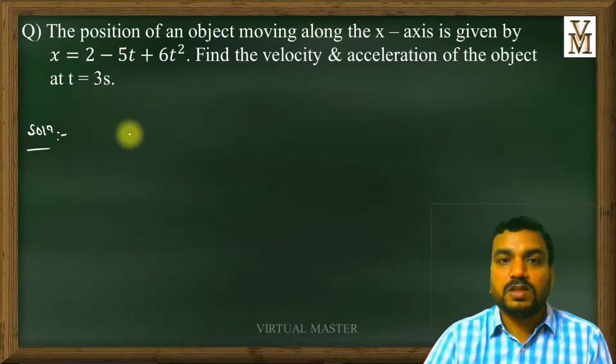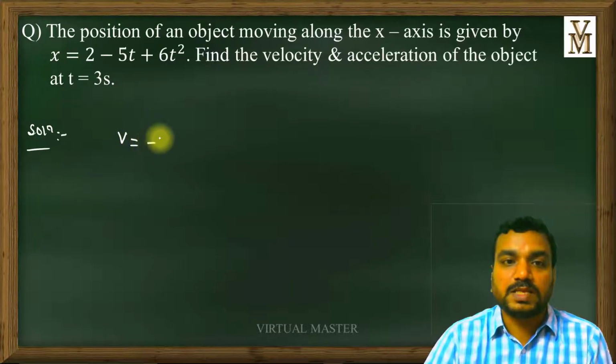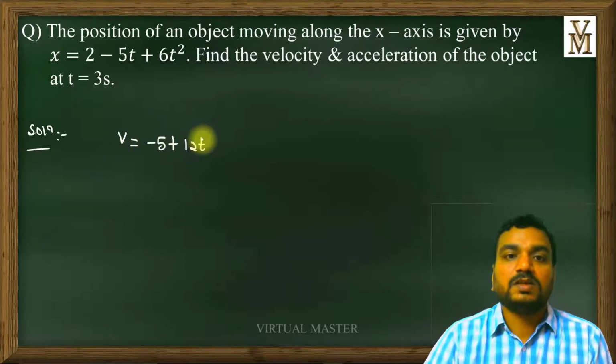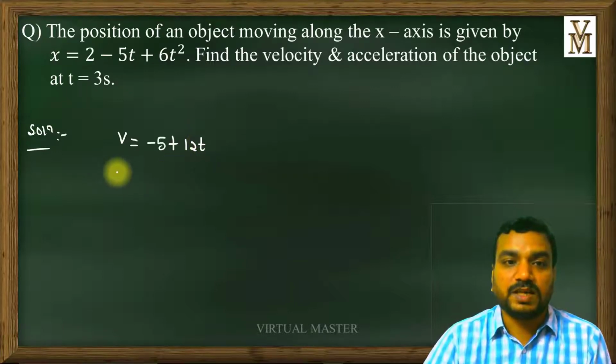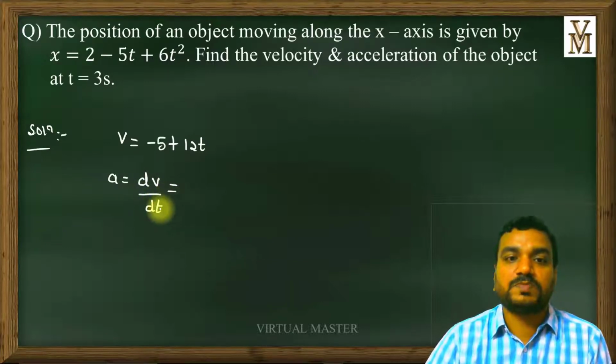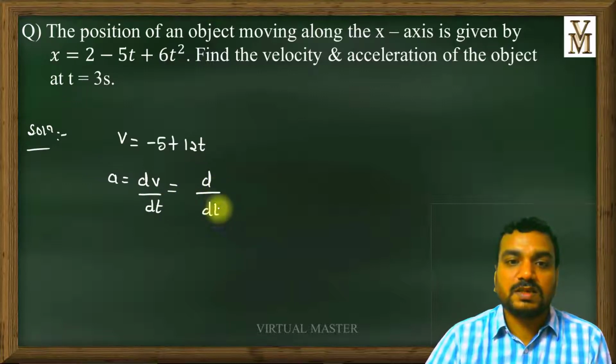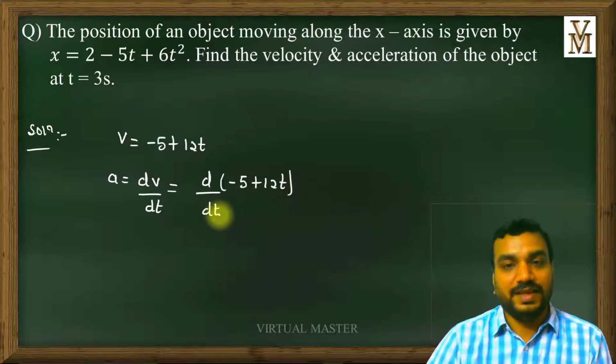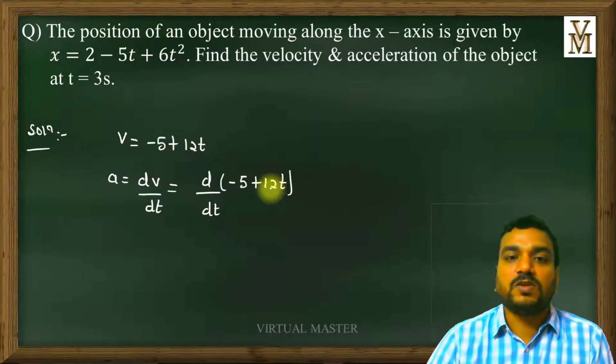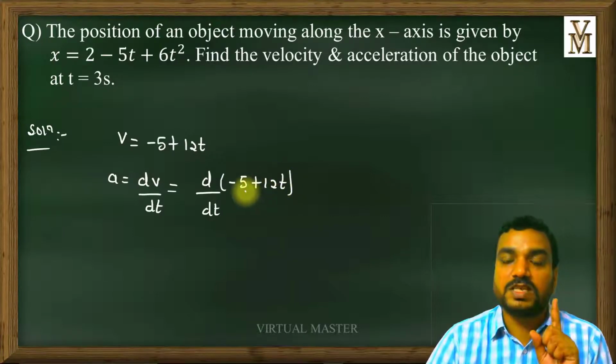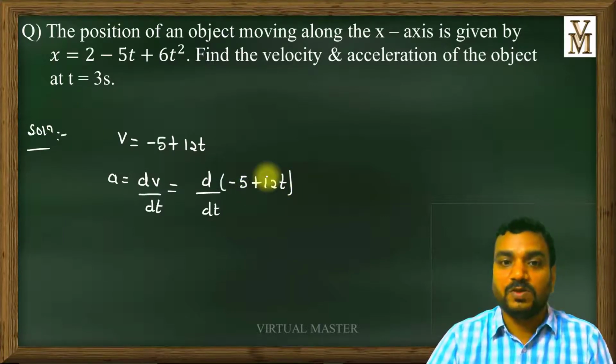Just now we have found the velocity of the object, isn't it? Now velocity of the object was equal to minus 5 plus 12t, right? Now we have to find the acceleration of the object. Acceleration is equal to differentiation of velocity with respect to time, isn't it? So we have to differentiate minus 5 plus 12t with respect to t. Differentiation of 12t will be 12, and differentiation of minus 5 will be 0.